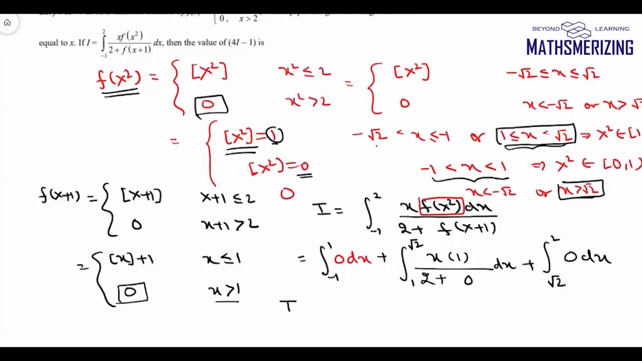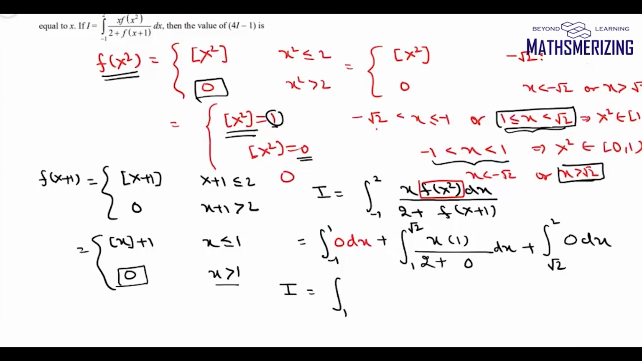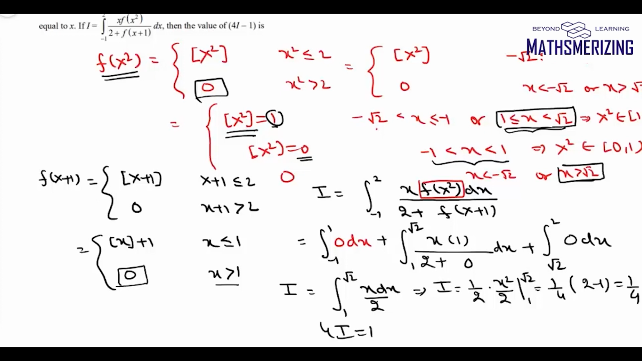So the value of this integral is simply the integral from 1 to root 2 of x dx upon 2. If I integrate, I get I equals 1 by 2 times x² upon 2 from 1 to root 2. So this is 1 by 4 times (2 minus 1), which is 1 by 4. If I cross multiply, I can write 4I is equal to 1. That is, the value of 4I minus 1 will be simply 0.